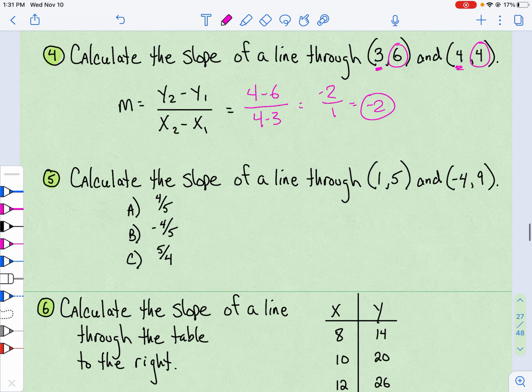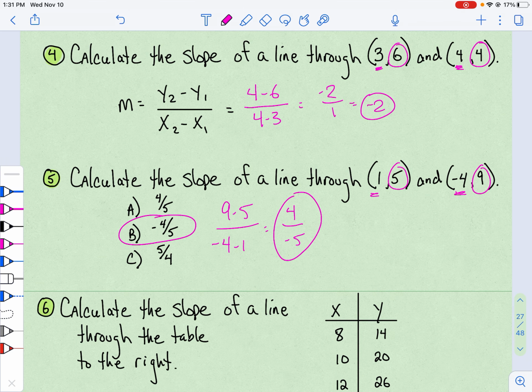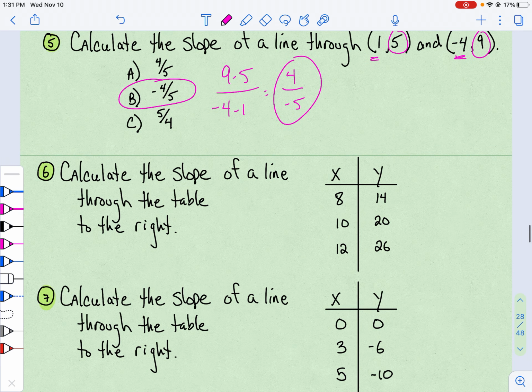Let's keep going. Number five, calculate the slope again. It's the same task. I just didn't write the formula this time, so I'm going to take my y's and subtract them. This time I'll say it correctly. And I'm going to take my x's and subtract them, negative 4 minus 1, 9 minus 5 on the top, and negative 4 minus 1 on the bottom. And there's my answer. I'm looking for it on the left-hand side. The only one that's close is this one. And we're good.